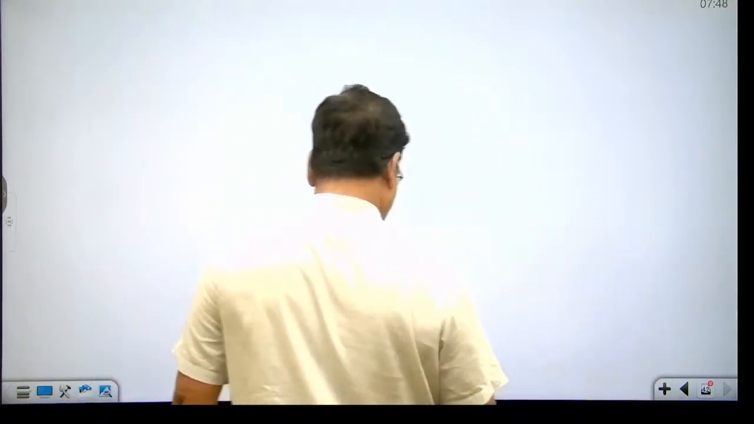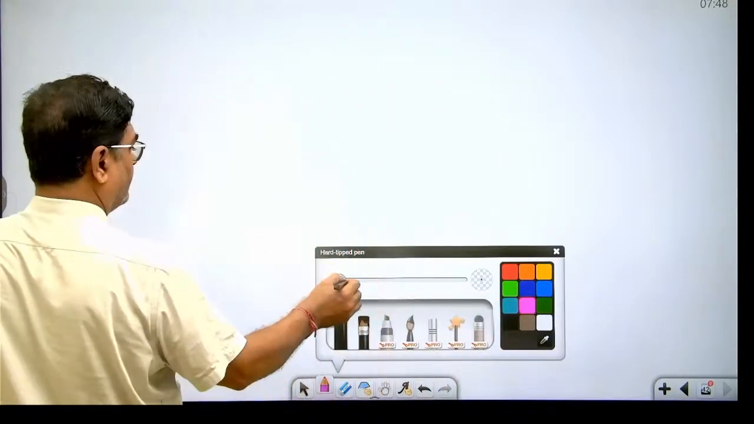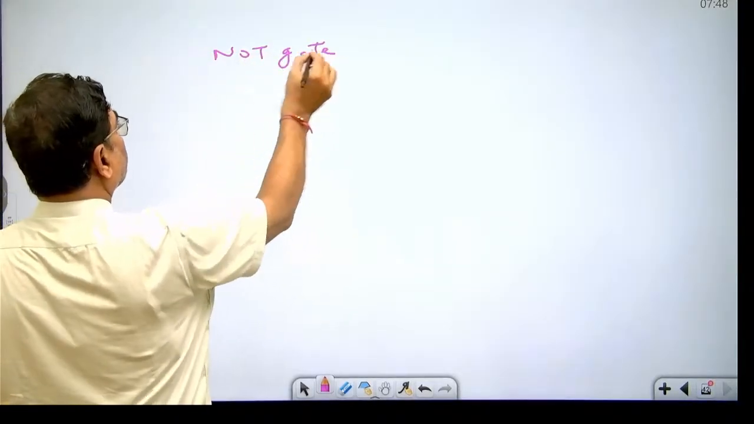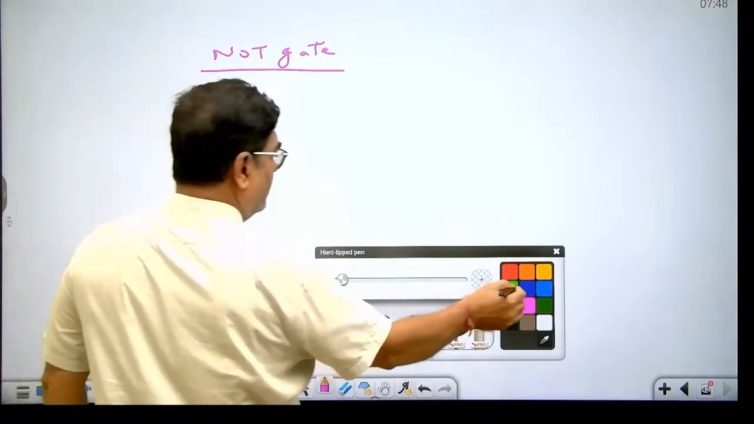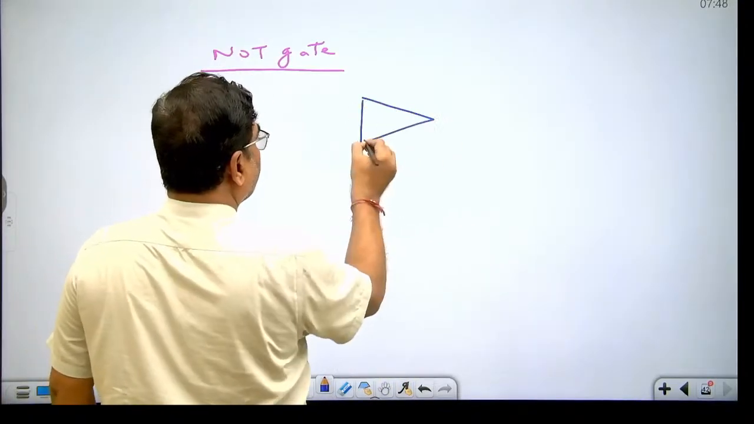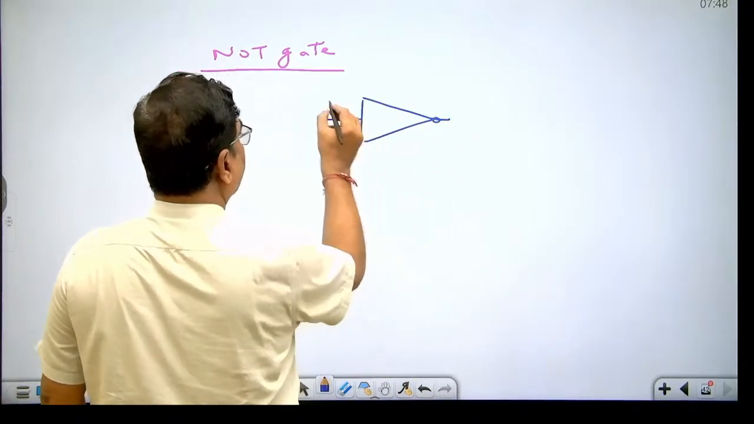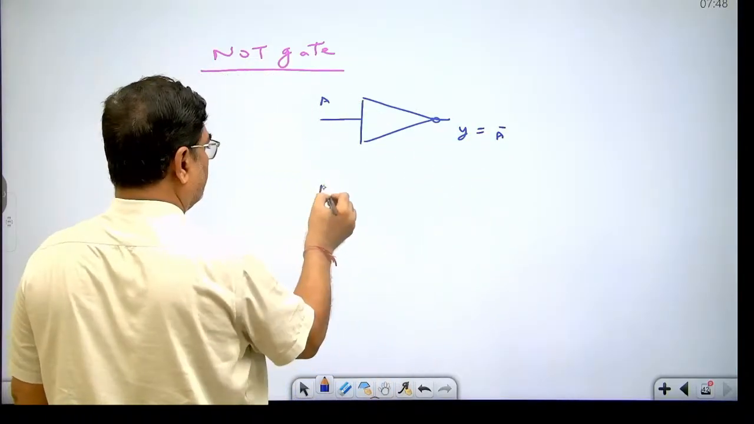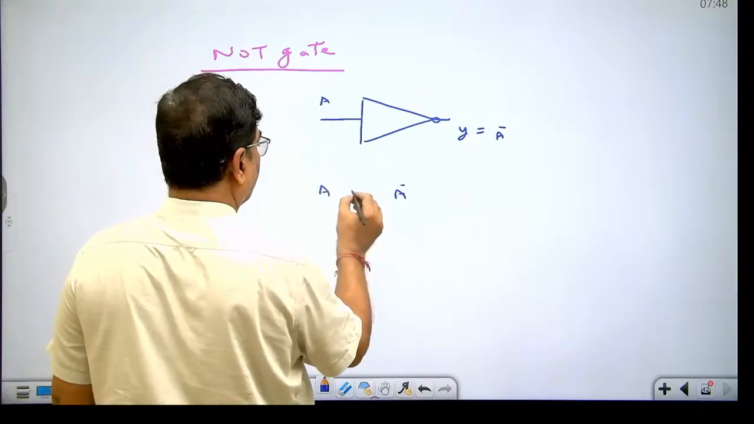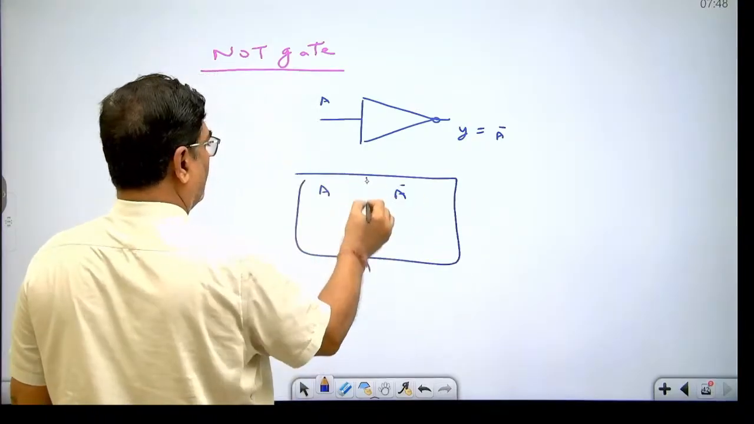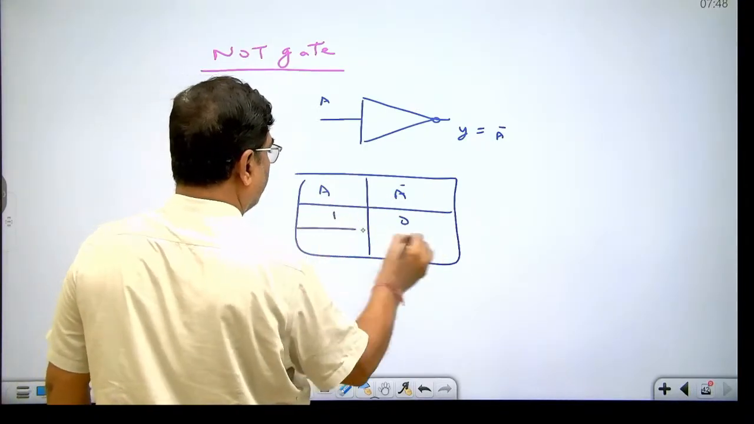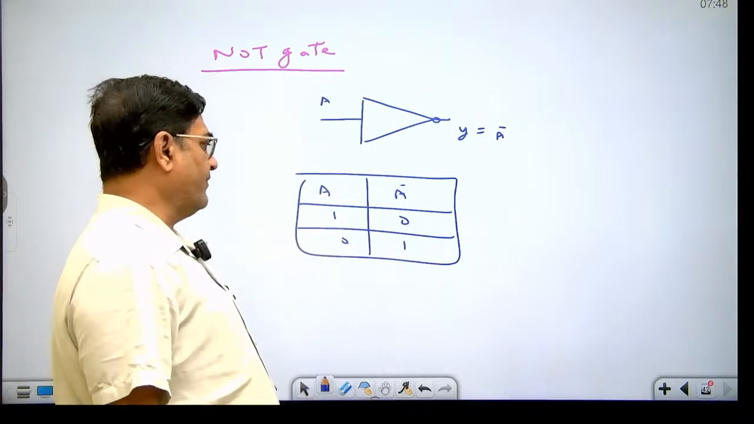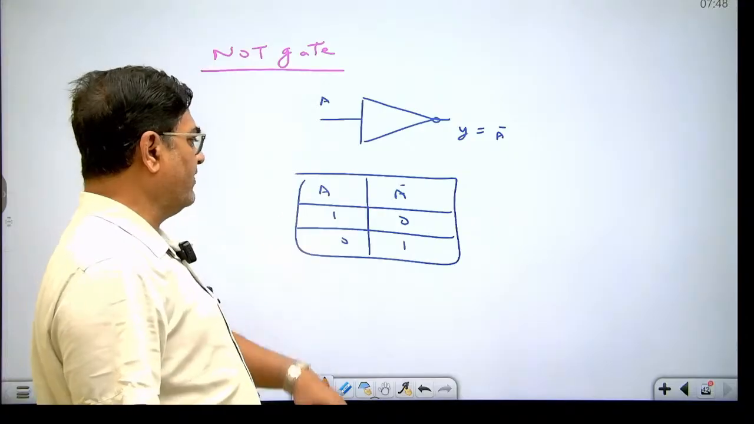And the NOT gate. This is normally used in stairs. The symbol diagram for the NOT gate is like this. Here is only one input, A, and Y equals A bar. So input is 1, output is 0, input is 0, output is 1. When the input is low, the output will be high. When the input is high, the output will be low.